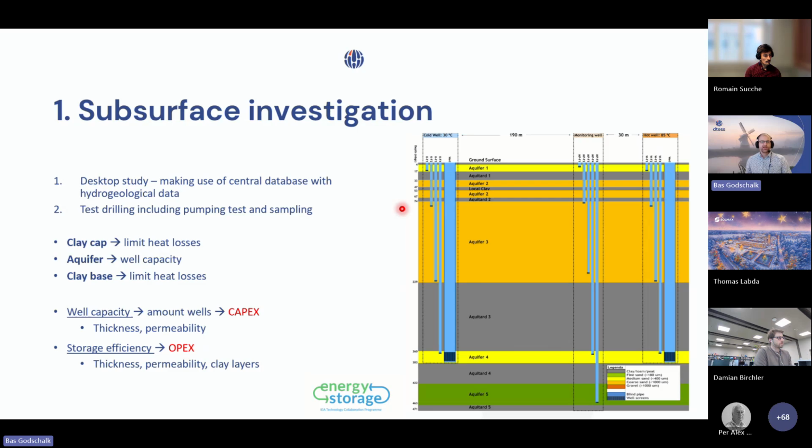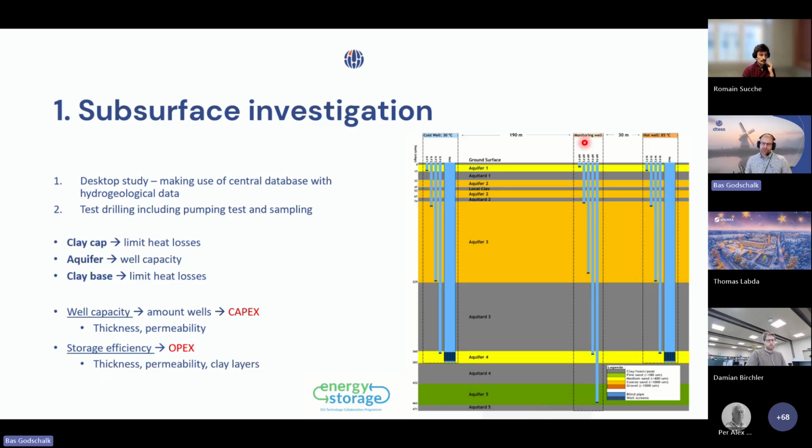Now, how did we start? Of course, with a lot of discussion with the client, the end user, but then first with the desktop study to analyze how the subsurface looks, where the sand layers and clay layers are, because they are very critical. We need the clay layers as a kind of insulator above and below the target aquifer, because then the heat will be insulated and stay in place and not move too quickly into the subsurface. So that's why we said, okay, the fourth aquifer, the yellow one, and the green one are the most promising ones.